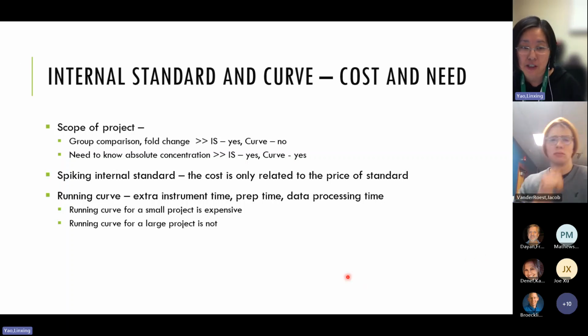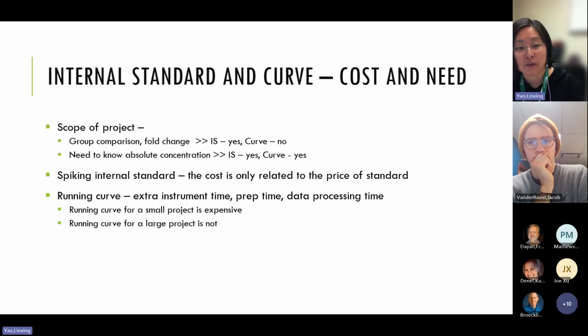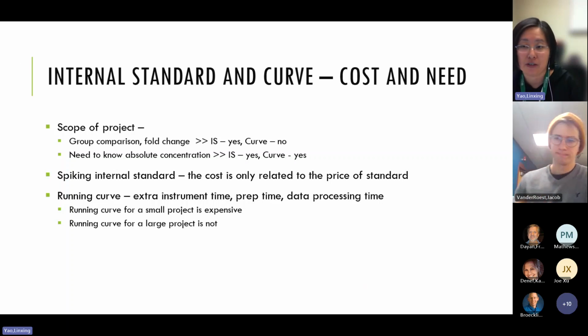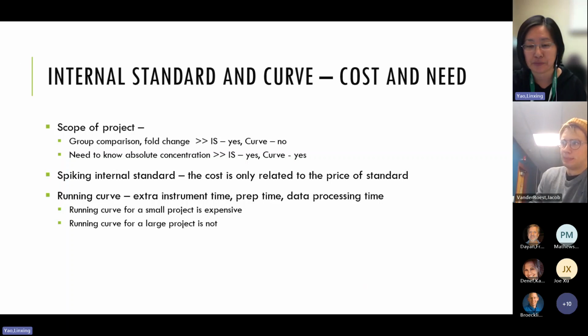The cost of spiking internal standard is only related to the price of the standard itself. But running a curve means extra instrument time, extra prep time, and data processing time. So it may become expensive to run the curve if you only have a small project with 4 or 5 samples in there.